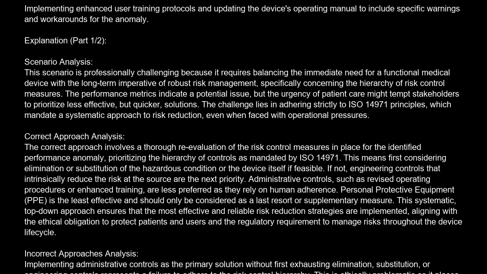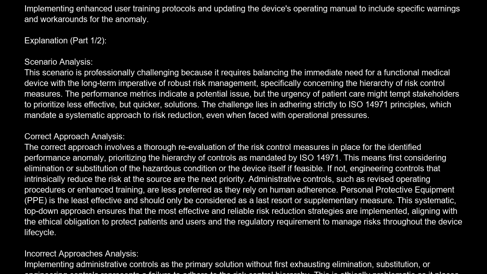The performance metrics indicate a potential issue, but the urgency of patient care might tempt stakeholders to prioritize less effective, but quicker, solutions. The challenge lies in adhering strictly to ISO 14971 principles, which mandate a systematic approach to risk reduction, even when faced with operational pressures.